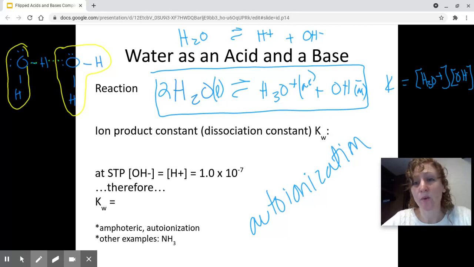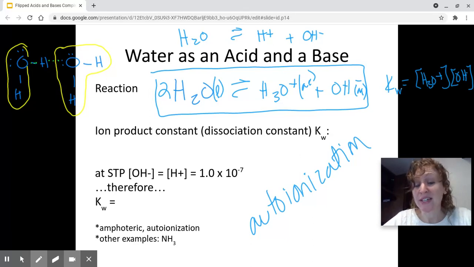Now, this is the K specific to the auto-ionization of water. And so we are going to give this K a subscript so that we know it's for a specific reaction. So what subscript do you think would be appropriate in this case? It's going to be a little W. So if you see the KW, what that represents is the law of mass action, the equilibrium constant for the reaction for the auto-ionization of water.